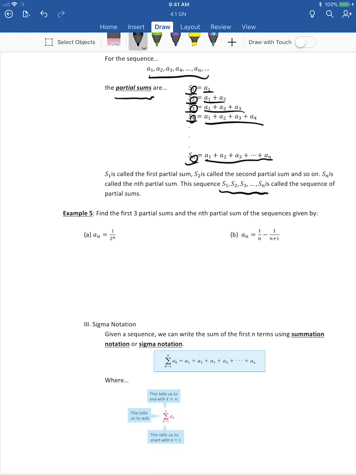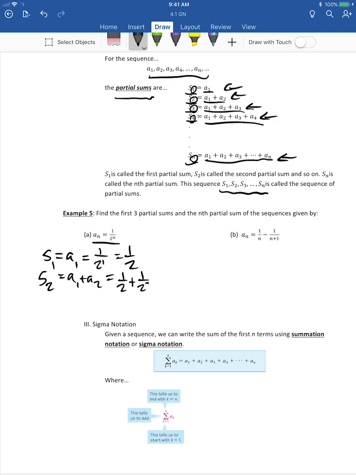So find the first three partial sums and then the nth partial sum of the sequences given by, so letter A, here's the sequence we're given. So S1, that's just A1, which is defined as 1 over 2 to the first power, or 1/2. S2 is A1 plus A2, and I'm just looking up here. A1 is 1/2, and then A2 is 1 over 2 squared, which is 1/4. A half plus a fourth, that's 3/4.